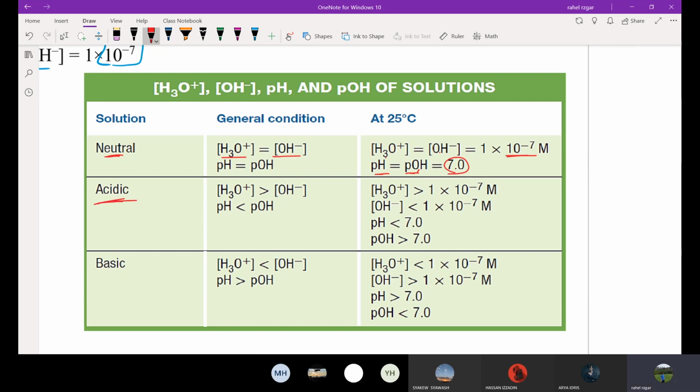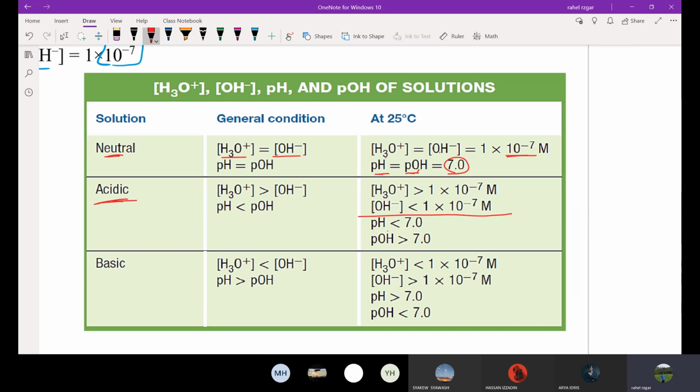They will both be equal to 7. But if the solution is acidic, we explain this part. If H3O is bigger and OH is smaller, then pH would be, all of you will know, a pH lower than 7 is acidic. So a pH of 6, 5, until 0, it's acidic.